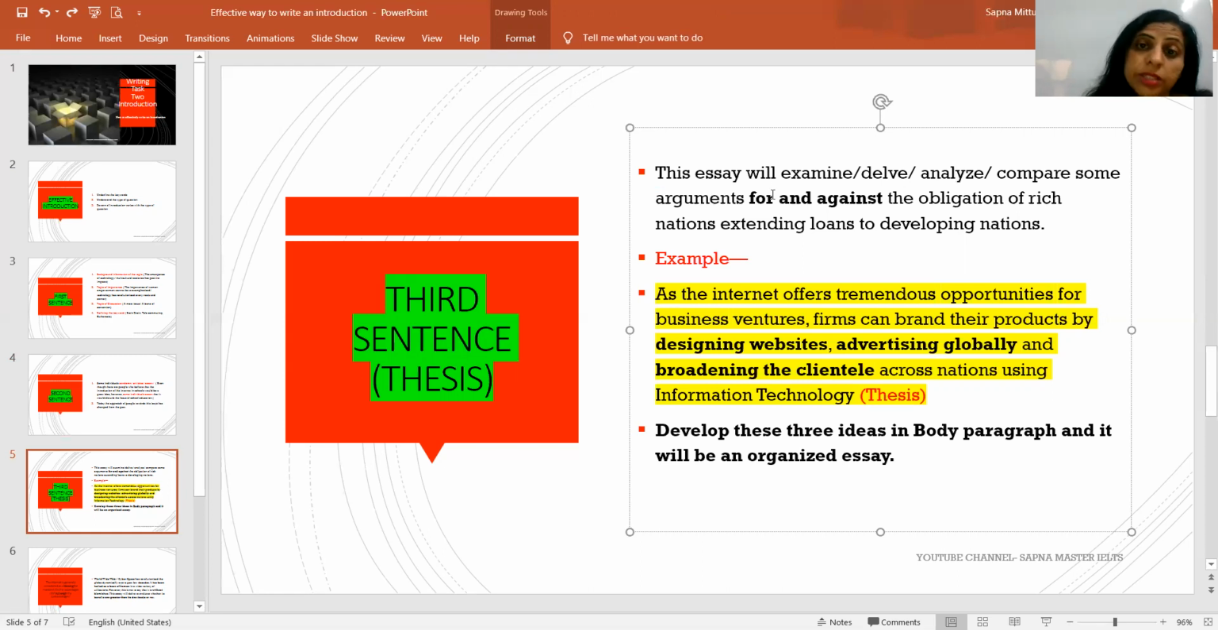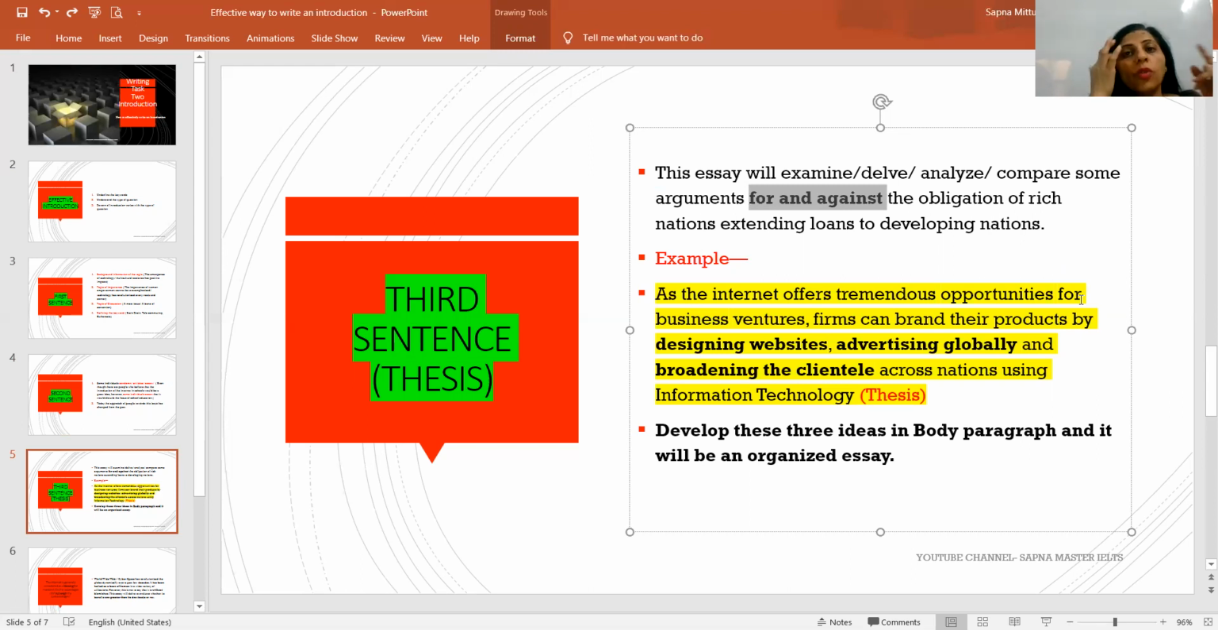So some arguments for and against. I am not writing here I agree or I do not agree. Instead of that, I am writing this essay will analyze the for and against arguments for so and so, means the statement. So in this way, I have given the reader the points which I'm going to discuss in my whole essay. So the examiner will have a clear idea of what you want to discuss in the whole essay. I hope you are clear with these three types of sentences.